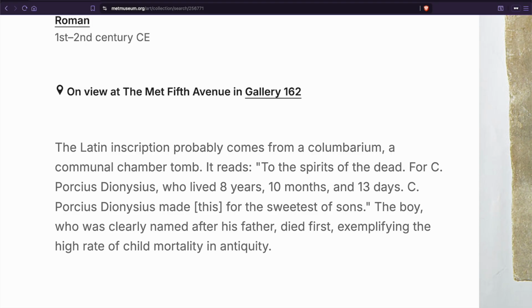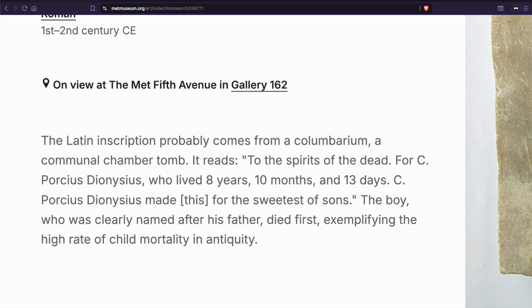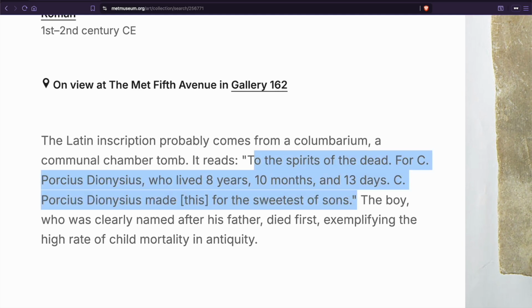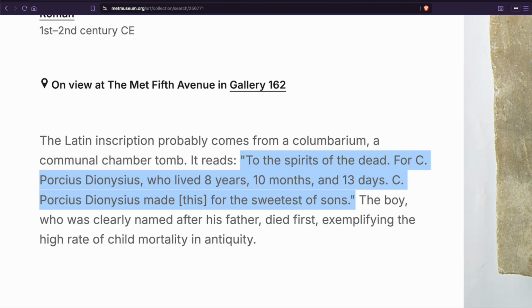This is a Latin inscription. It comes from a columbarium, that is a communal chamber tomb. And let's read the translation, so reading the Latin actually becomes easier. To the spirits of the dead, for Caius Porcius Dionysius, who lived 8 years, 10 months, and 13 days. Caius Porcius Dionysius made this for the sweetest of sons.